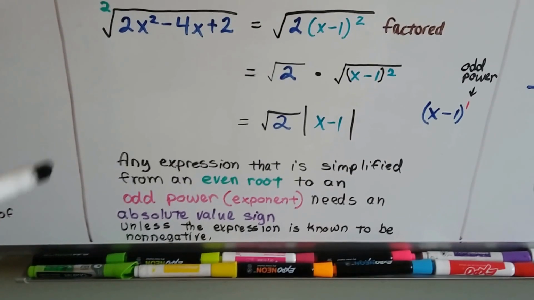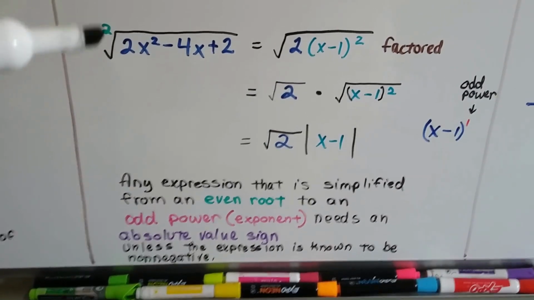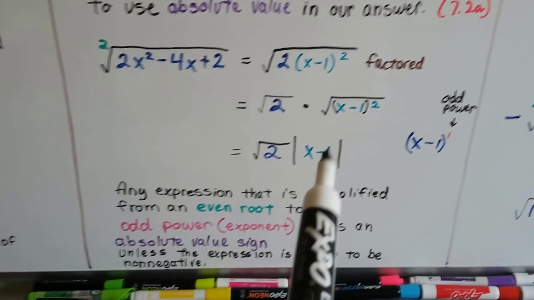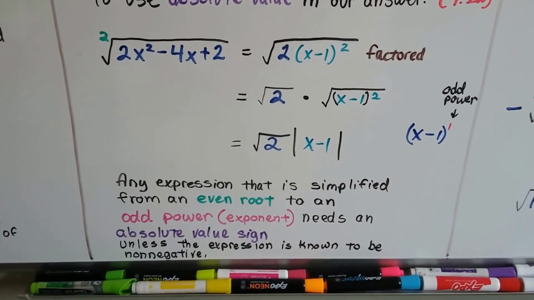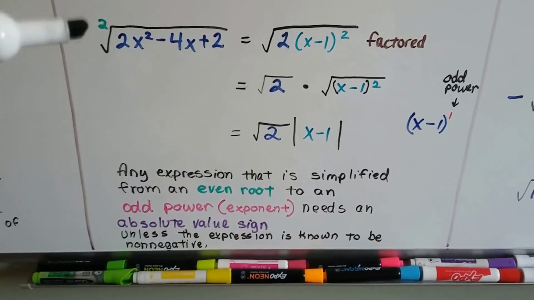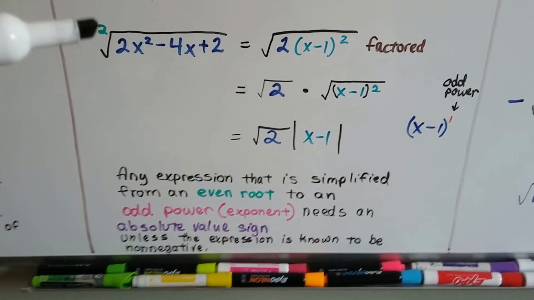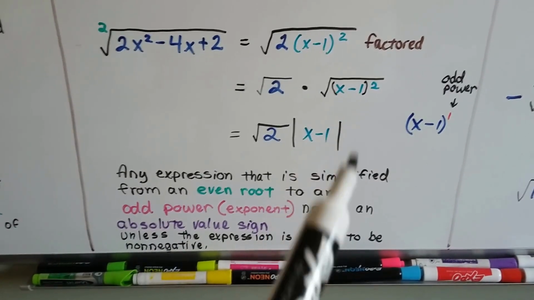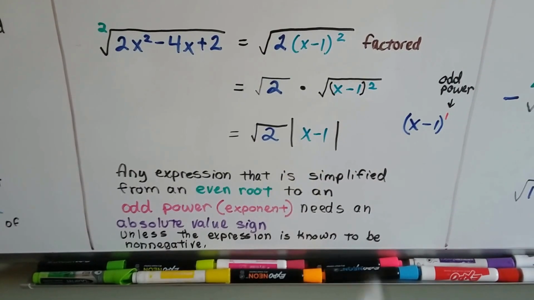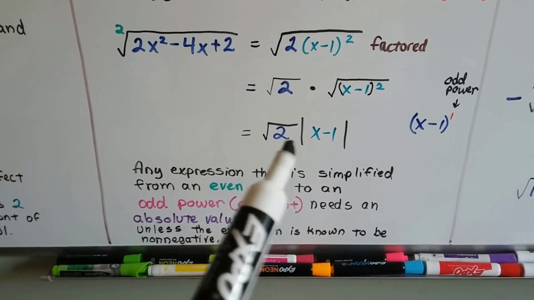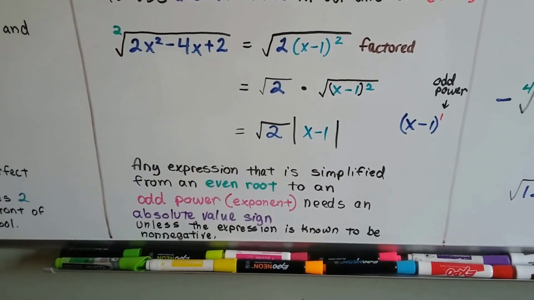So any expression that's simplified from an even root, 2, 4, 6, 8, 10, to an odd power, there's actually a little 1 here, isn't there? Needs an absolute value sign. It's kind of a neat rule to follow. Any expression that has an even root here, and we're simplifying it to an odd power, a 1, 3, 5, 7, you're going to need absolute value bars, okay? Unless that expression is known to be non-negative, okay? But otherwise, we're going to need the absolute value bars.